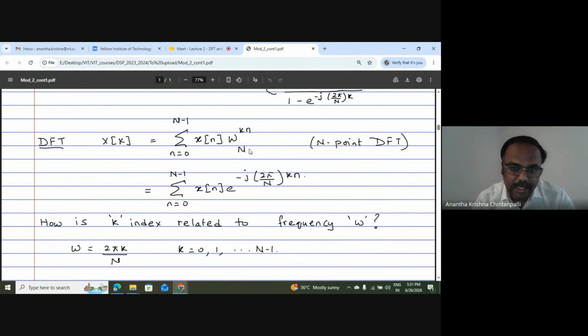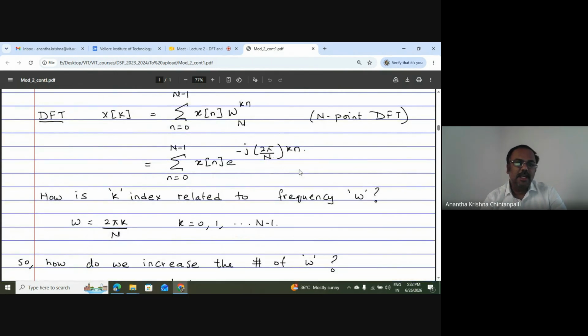So how is this k related to frequency? Before I go into that, this expression is exactly the same thing. Instead of W capital N, we write e to the power of minus j 2 pi by capital N. In some books you might see this, in other books you might see the combination of the two.